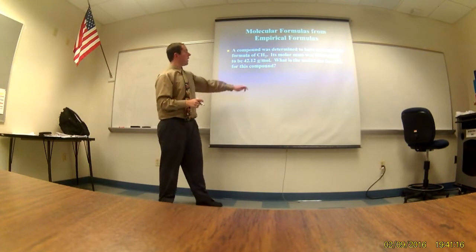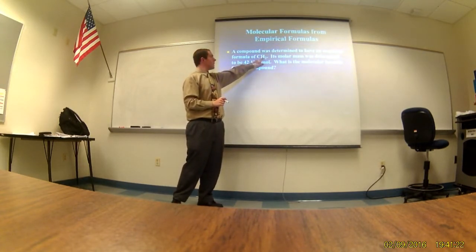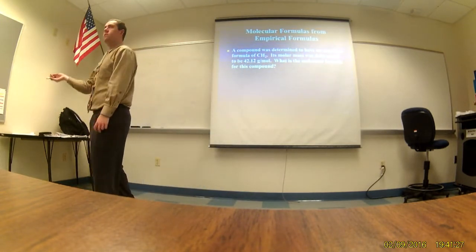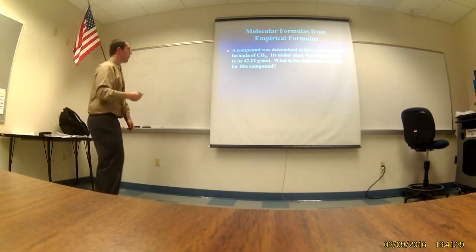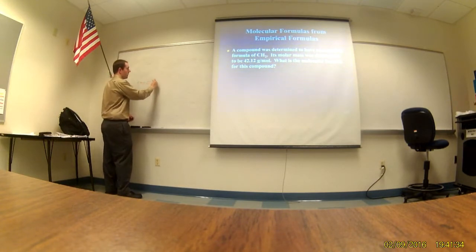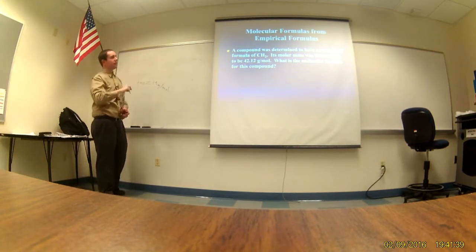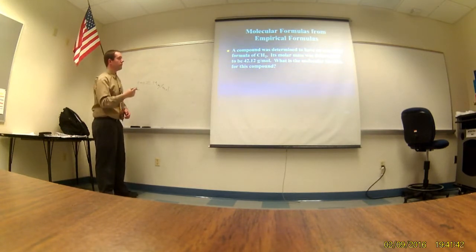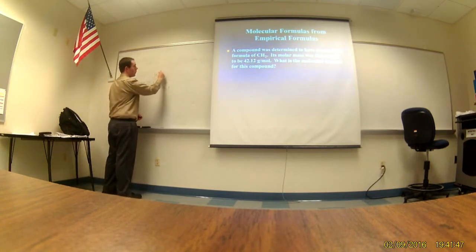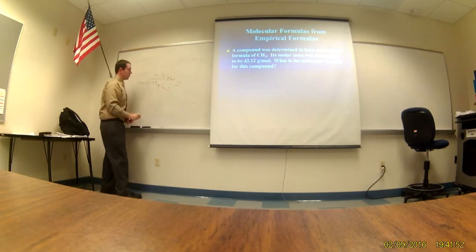So what we have to do is find the molar mass of that. What is the molar mass of CH2? Carbon is 12, hydrogen is 1. 14. So our empirical molar mass is 14 grams per mole. And it says our molar mass of our molecular formula is 42.12. So I'm just going to go 42.12 divided by 14 equals what?